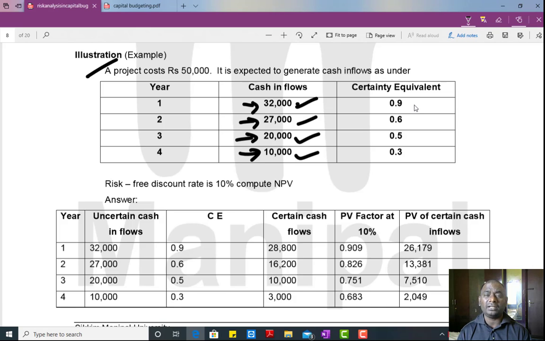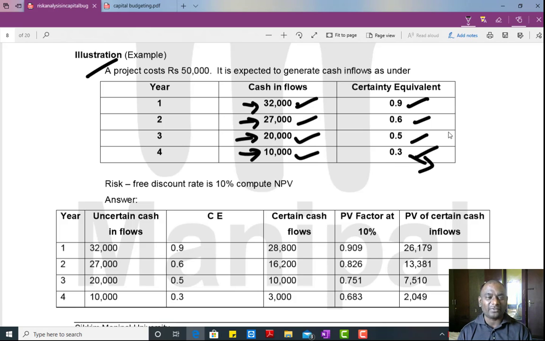In the first year, the probability of getting that is very high because the time is very near, so very easily I can predict. But if you look at my fourth year, the probability becomes very thin. Why? Because I will not be able to project my fourth year now. That's why I'm giving you a probability of 30%. So 90%, 60%, 50%, 30%.